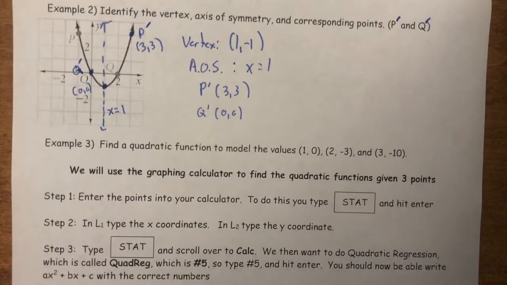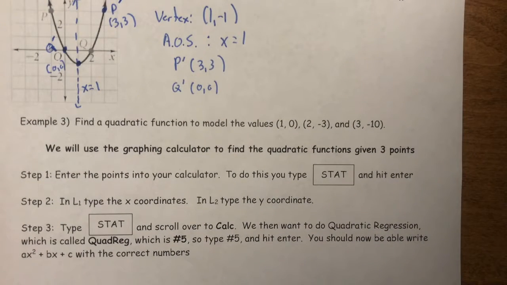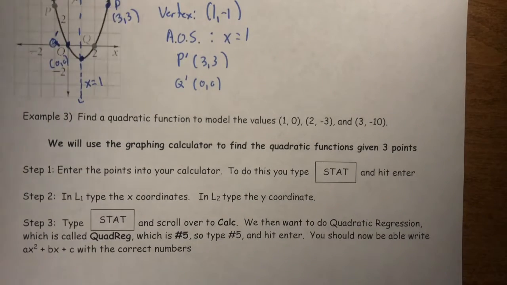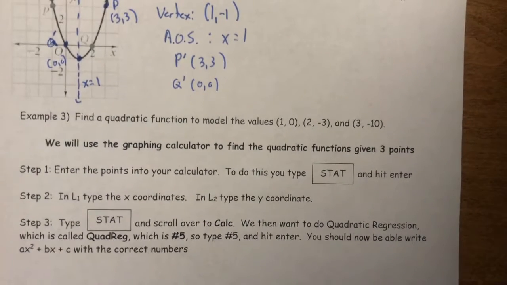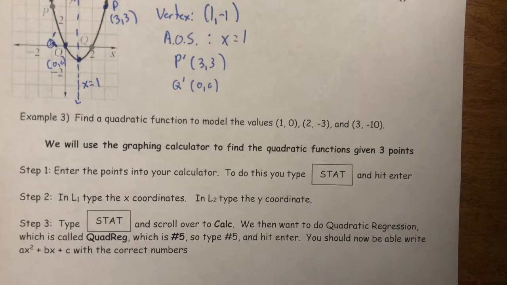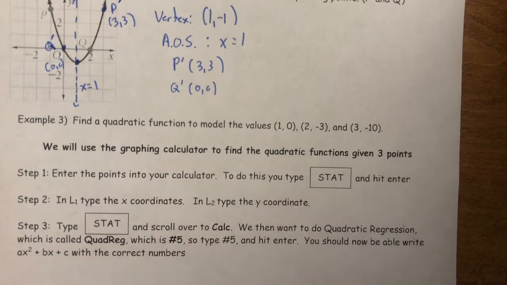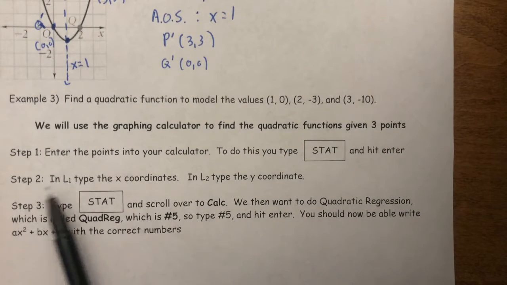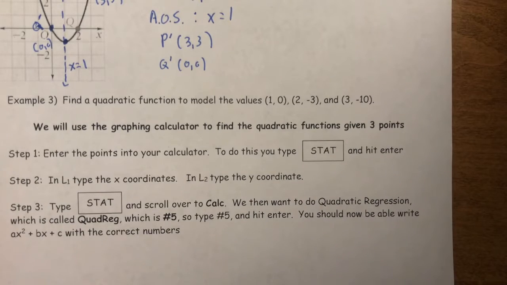Now, if I give you 3 values, you should be able to find a quadratic function to model these values. Okay, so to do that today, we're just going to go ahead and learn how to use our graphing calculator. So we're going to use our graphing calculator with these 3 points. What we're going to do is take our graphing calculator and enter the points. To do this, you're going to type the stat key and you're going to hit enter.